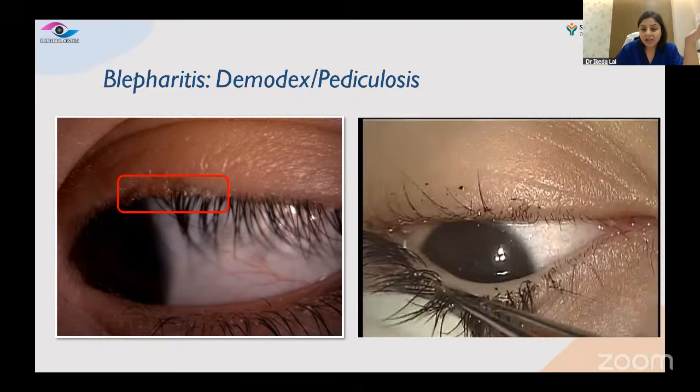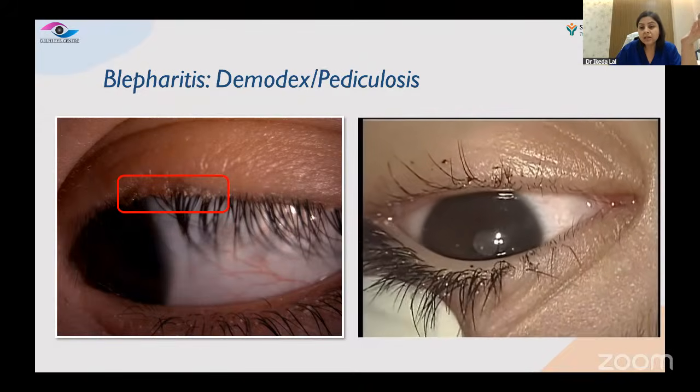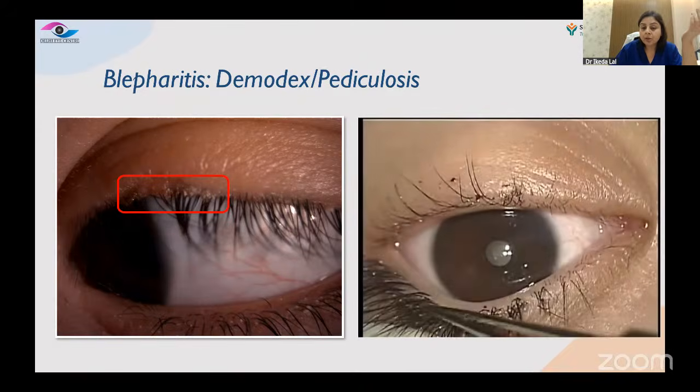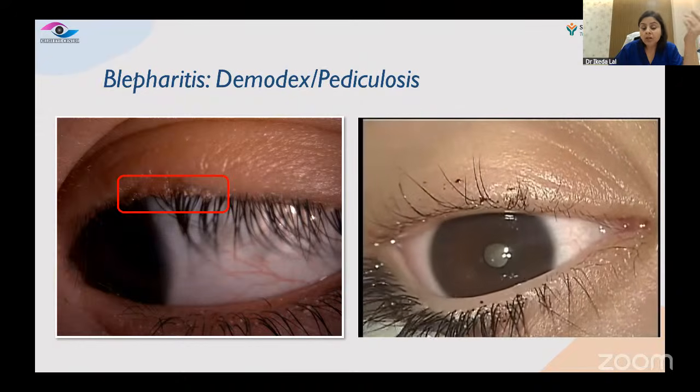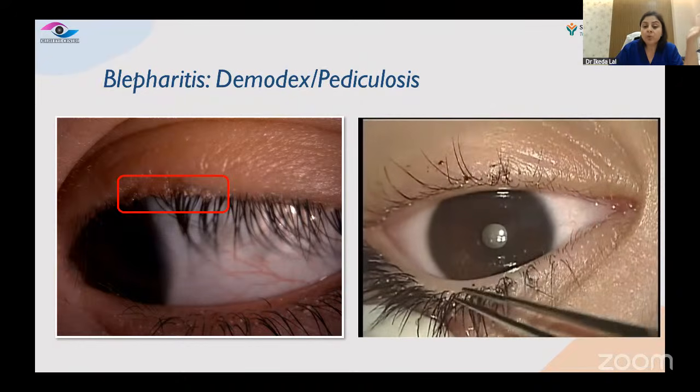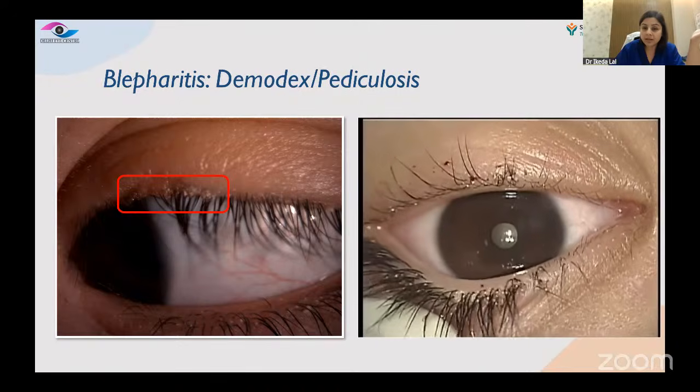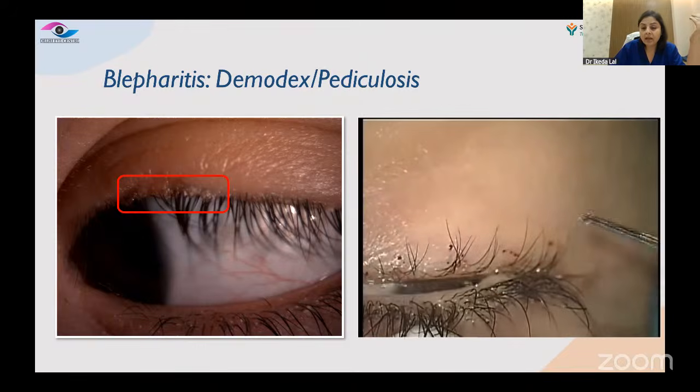And this child actually had pediculosis, as we can see here. And he also had pediculosis in his eyebrows as well. So we need to treat pediculosis, and need to keep demodex, which is a common pathogen, in mind. And this can really look like allergic eye disease.